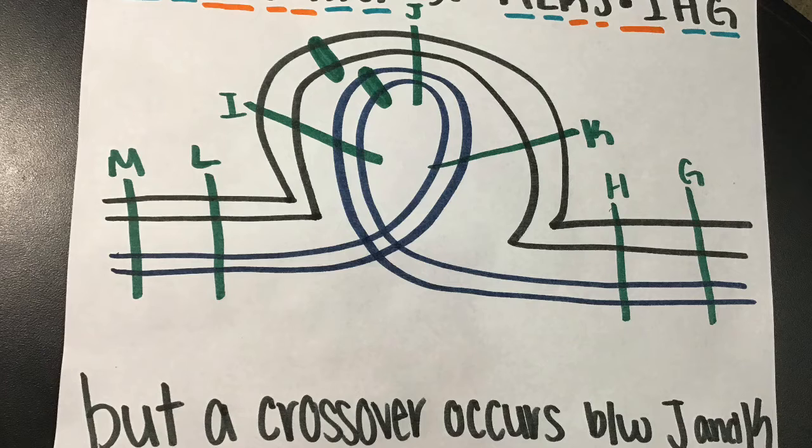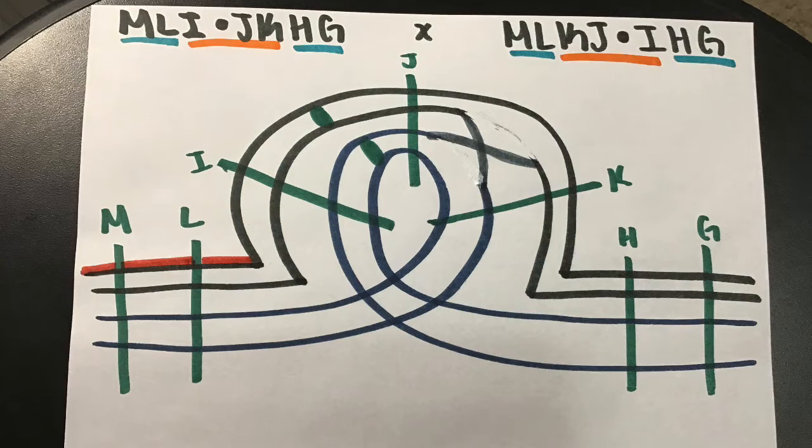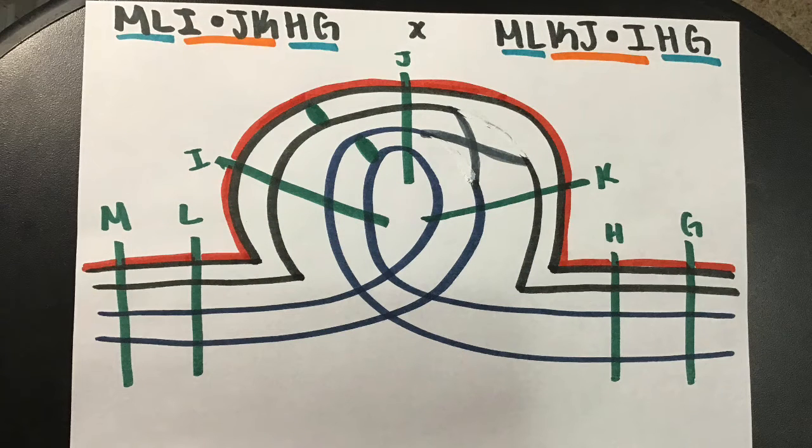However, in the problem we are told that there is a crossover event between the genes J and K. Now we must trace each chromatid to find the genes on each gamete. I'm going to use a different color for each chromatid so I don't get confused. The first one will be red for me and I'm going to trace along the first chromatid. The chromosome I end up with is MLI.JKHG.